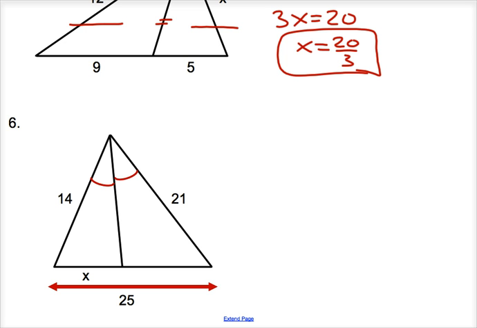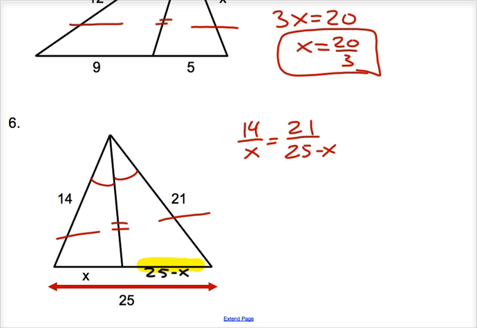Setting up number 6. I think of my proportion again. I get 14 over x equals 21 over, and I'm missing how big this side here is. Well, I notice if the whole thing is 25 and the piece on the left is x, then the piece that I'm missing over here is going to be 25 minus x. And now I set up my proportion. 14 over x equals 21 over 25 minus x.